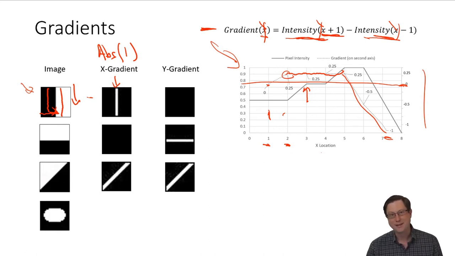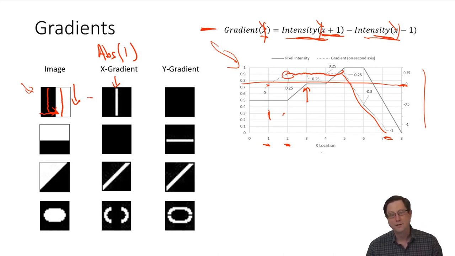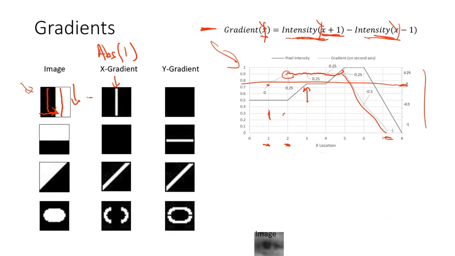Now let's take something that looks a little bit more like an eye and ask what gradients we might see from that. In the x direction, you kind of catch the outsides of the ellipse, and in the y direction, you catch something along those lines. Let's do something that's actually an eye.